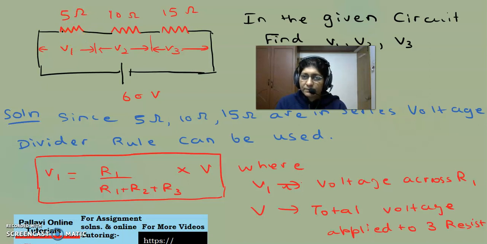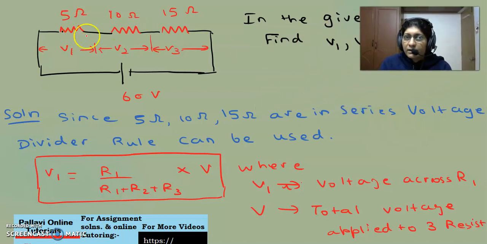This is three resistors R1, R2 and R3 connected in series. We are supposed to find the voltage drop across the individual resistors V1, V2, V3. Since the three resistances are connected in series, the voltage divider rule can be used. Now what is the meaning of this sentence? Since they are connected in series, this can be used. The voltage divider rule can be used only for series connected resistors and not for parallel connected resistors.